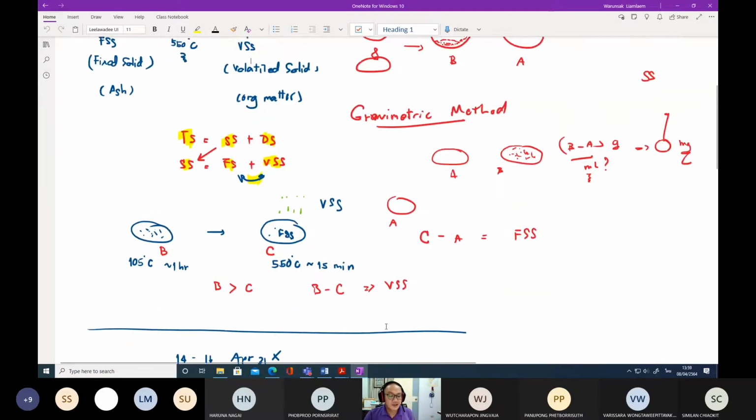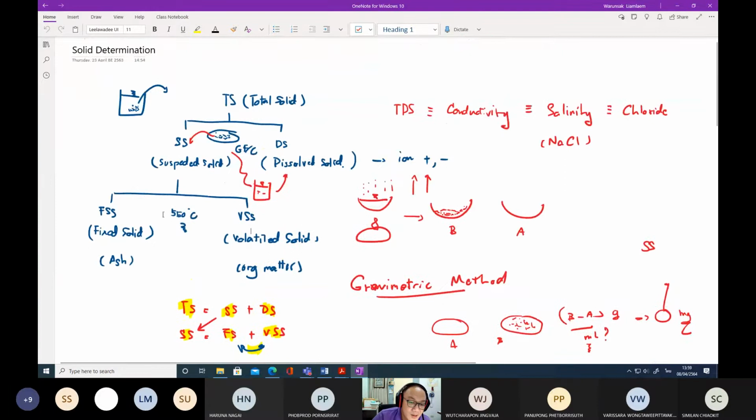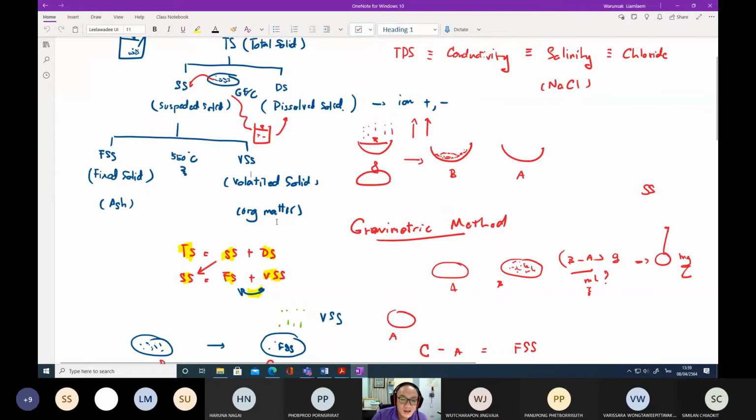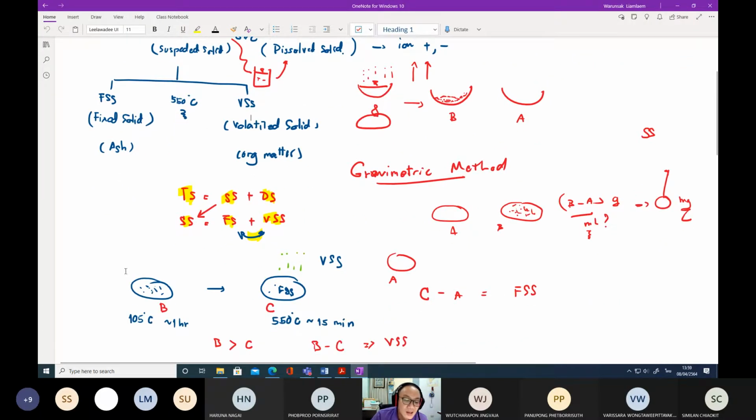So the idea is that for the volatile solids and fixed solids, we take the filter paper after weighing it for the suspended solids determination. Then we burn this paper together with the solids stuck on it. As this is glass fiber paper, even at 550 degrees Celsius it will not burn, so only the organic matter is vaporized. So basically, this is the procedure.